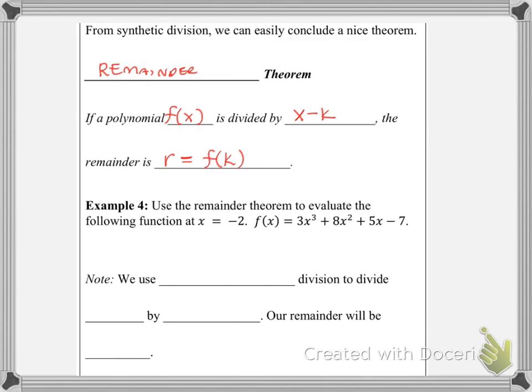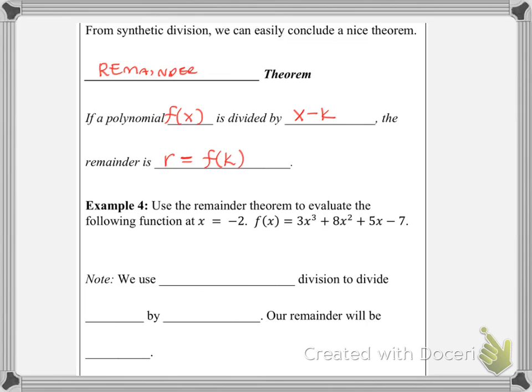Okay, so how can that be useful? Well, if you don't have a calculator, instead of evaluating the value straightforward, you can use synthetic division, find the remainder, and there you have your answer. So let's look at this example. Use the remainder theorem to evaluate the following function at x equals negative 2, and f of x equals 3x cubed plus 8x squared plus 5x minus 7, right?